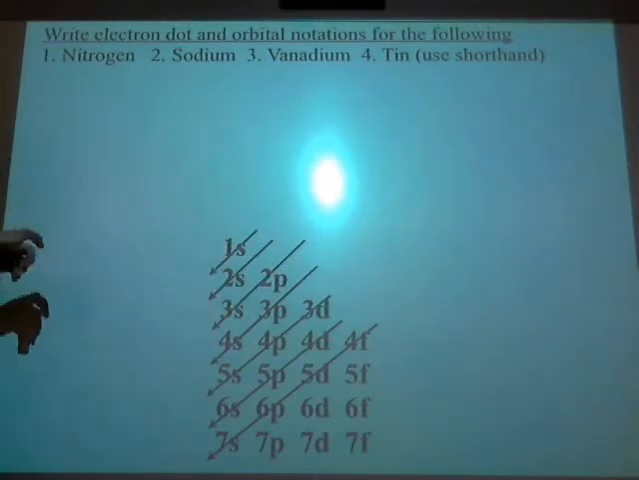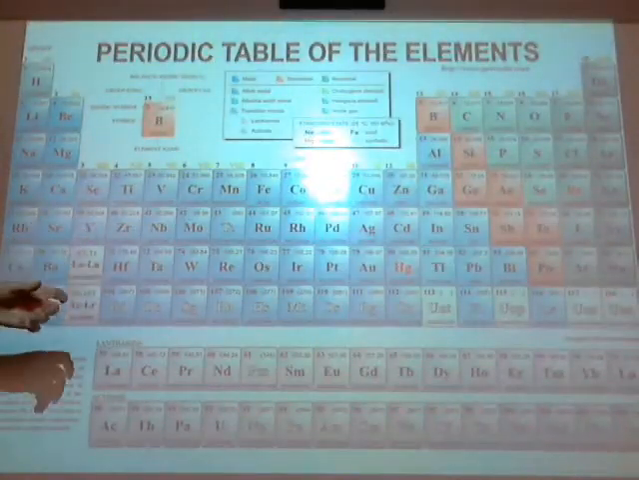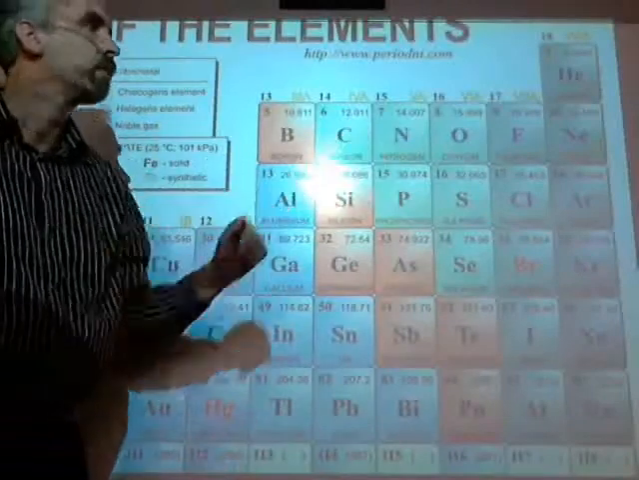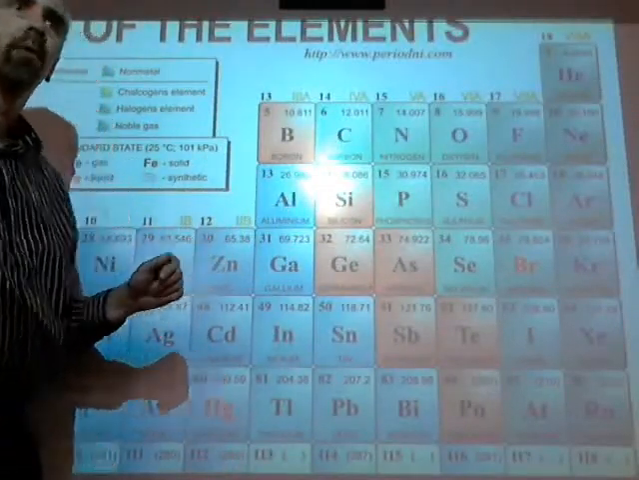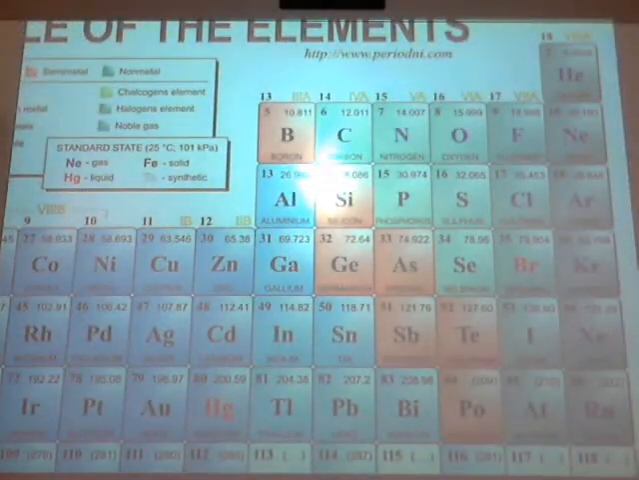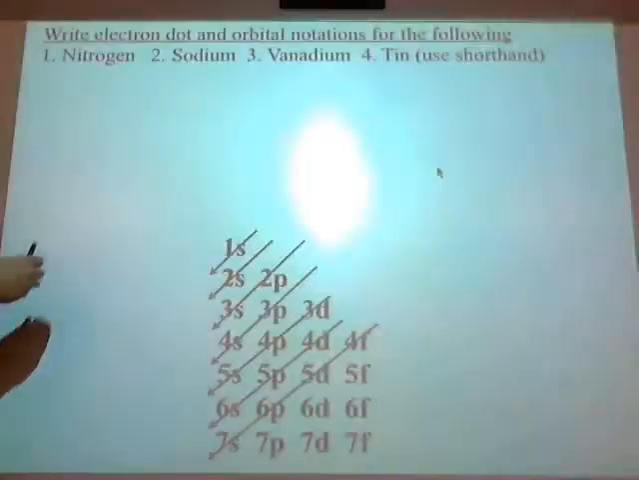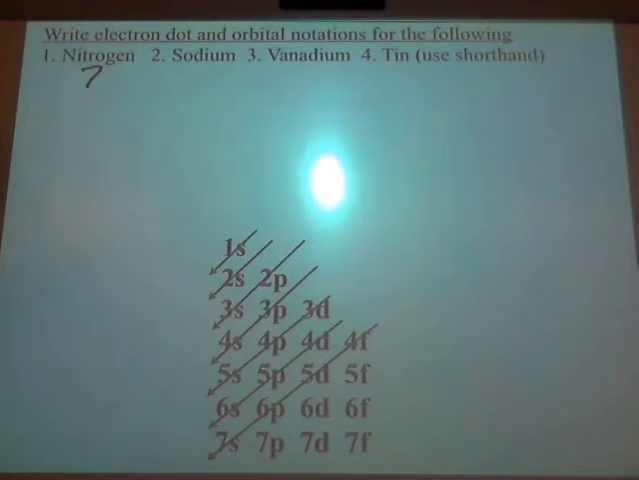How many electrons are in nitrogen? How do I know how to write nitrogen? Well, let's take a look. Here's your periodic table. You find nitrogen on the periodic table. There he is. Let's zoom in. There he is, right there. How many electrons does he have? Everybody agree he has 7, right? So I got nitrogen with 7 electrons. I have to somehow fill up 7 electrons.